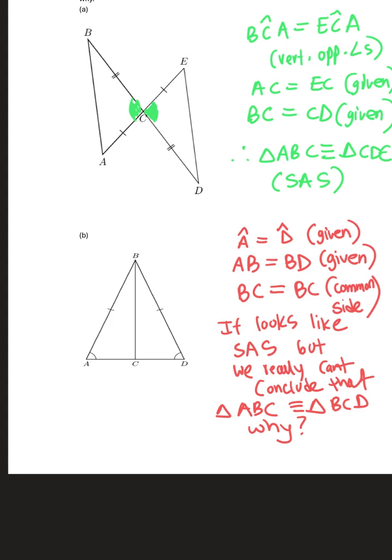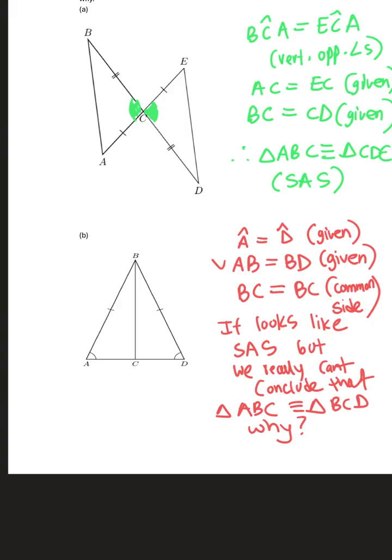So if you look at the triangles, we have two equal sides, which is AB equals to BD, this part, right? And then we have BC is a common side to both the triangles, right? And we have one angle, angle A equals to angle D, right? But the sides do not include the known angle.